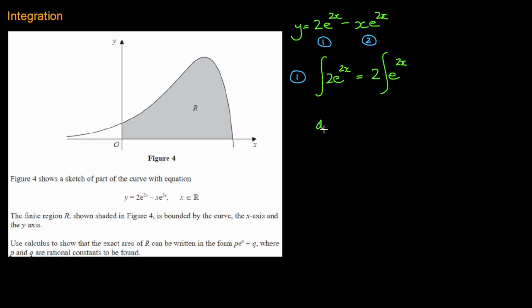If I had to differentiate e to the 2x, by the chain rule, I'd have to differentiate the 2x as well, giving me 2e to the 2x. So as differentiation went that way, integration goes that way. So the integral of 2e to the 2x is simply e to the 2x. So our first integral is simply e to the 2x, plus c. We're going to have a c from the combined terms, but let's have c here.